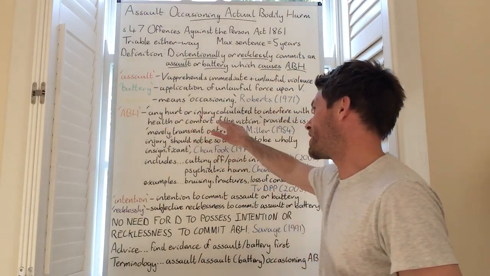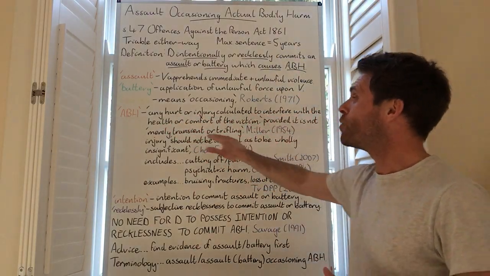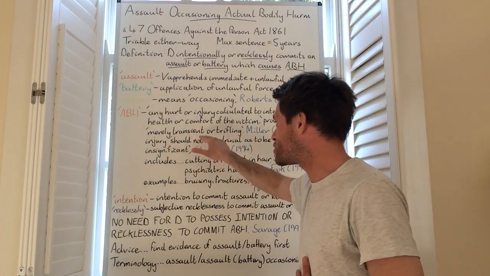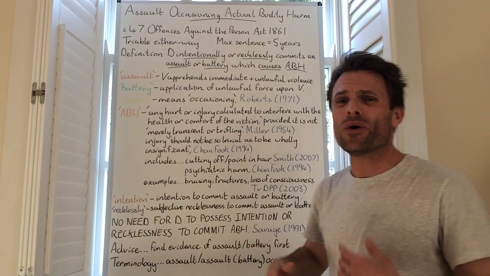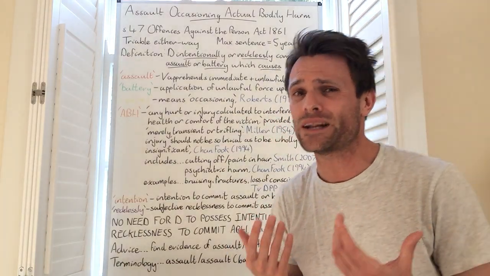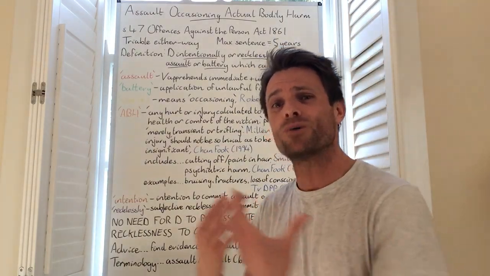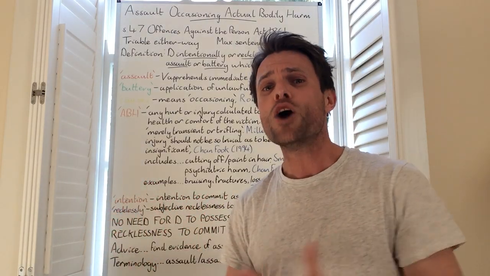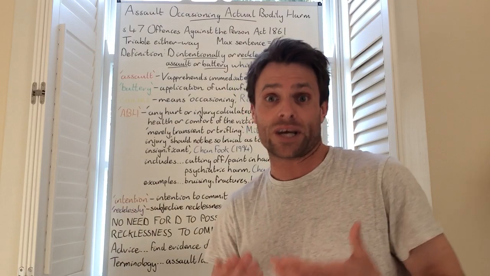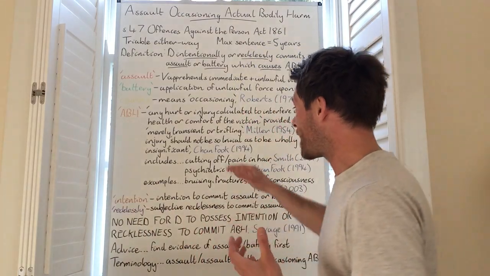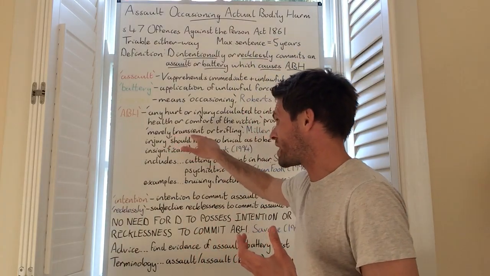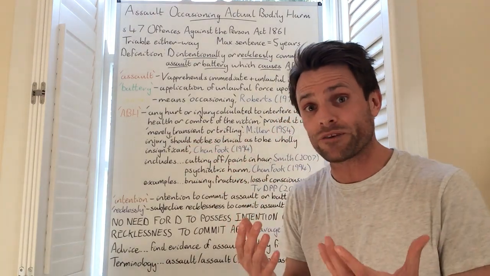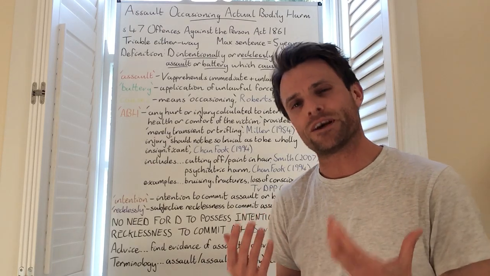Any hurt or injury calculated to interfere with the health or comfort of the victim, provided it is not merely transient or trifling. So it's got to be some sort of significant harm. Not necessarily the most serious harm, because that would constitute GBH, which we'll look at later, but certainly harm or injury which is significant in itself. It can't be fleeting, that would be merely transient. It can't be trivial, because that would be rather trifling. So it's got to be some sort of significant injury.